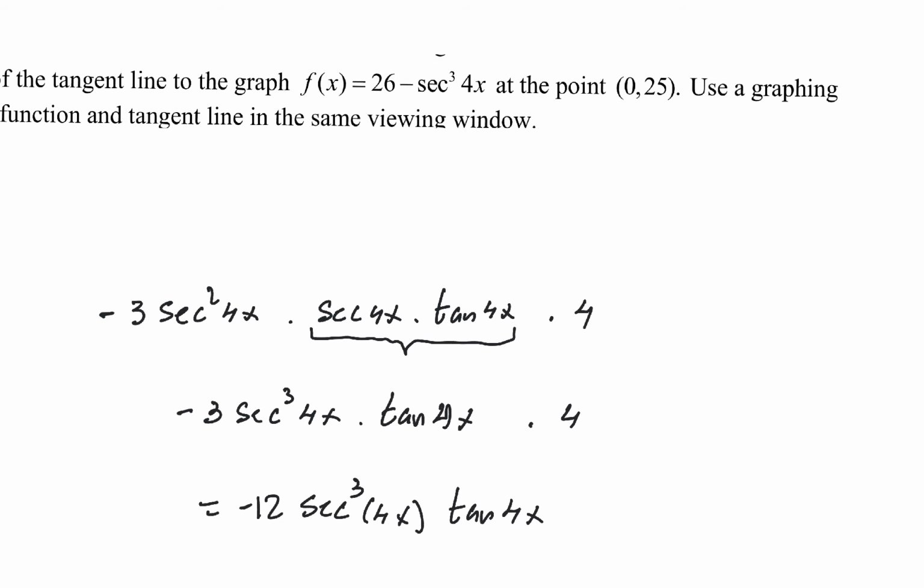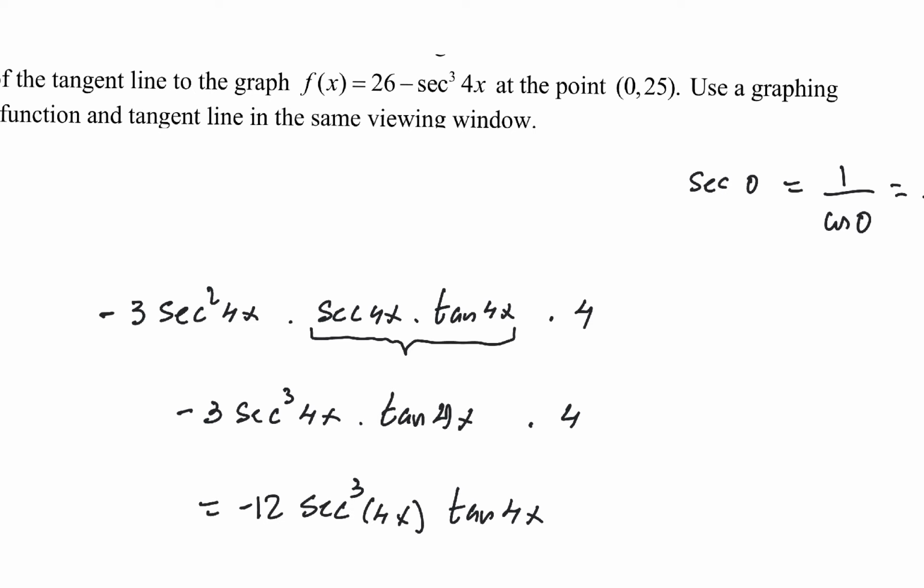What is secant of 0? It is 1 divided by cosine of 0. Cosine of 0 is 1. 1 divided by 1 is 1. So 26 minus 1 cubed is 25. So it's correct.